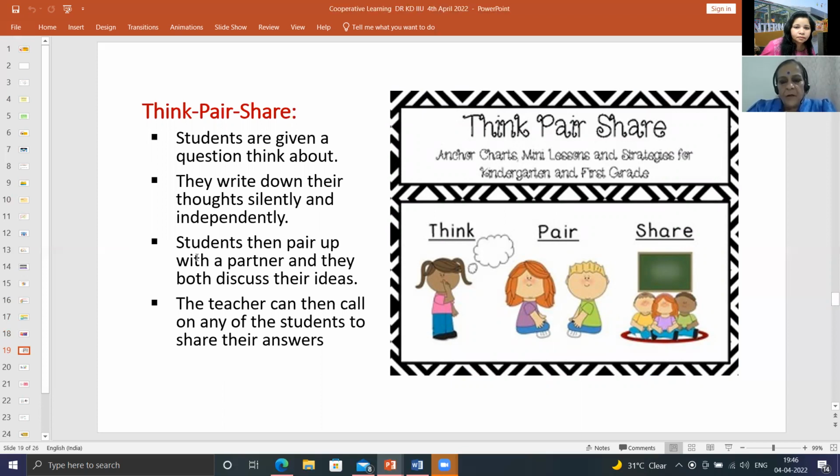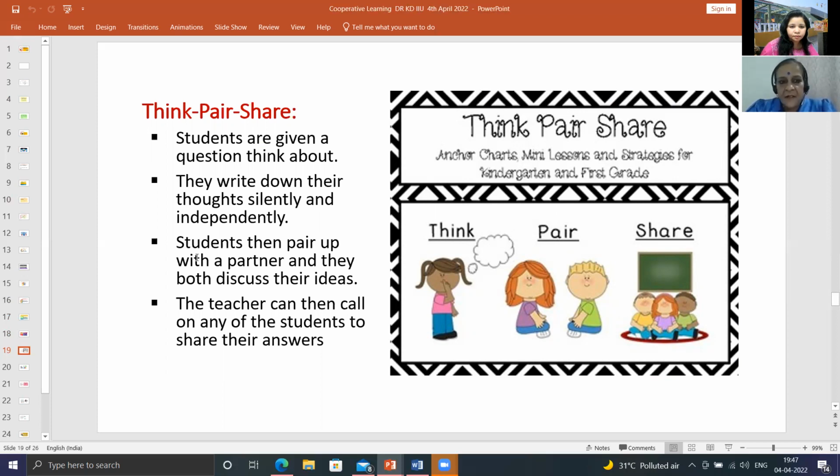Here is a picture visible in front of you. One girl is thinking, two girls are pairing, and with the group, they are sharing. So this is the simple meaning of think, pair, and share.